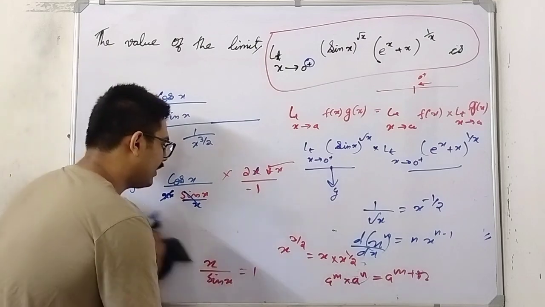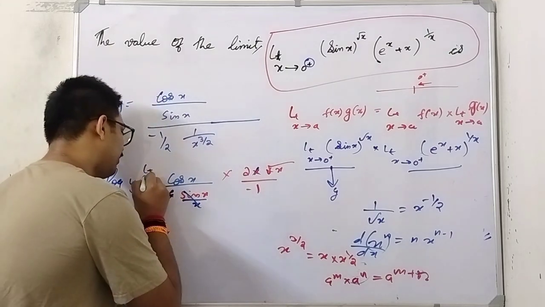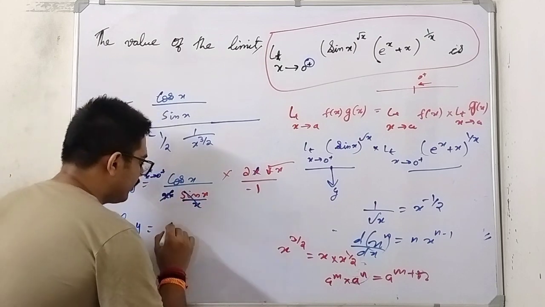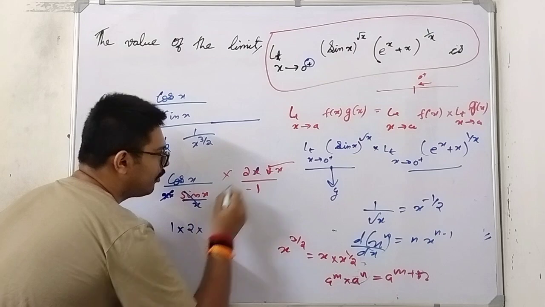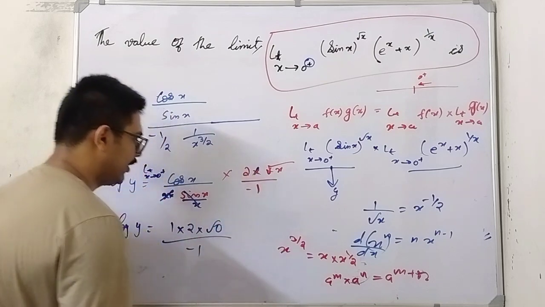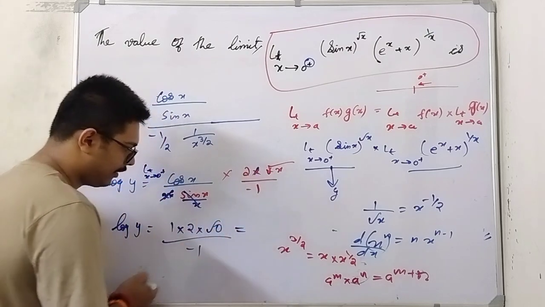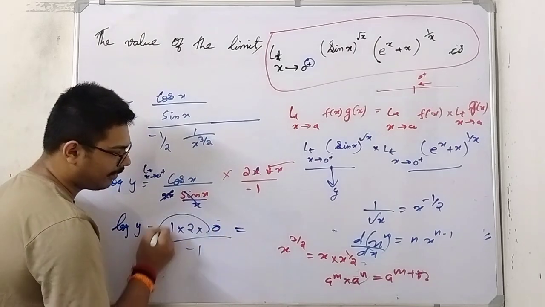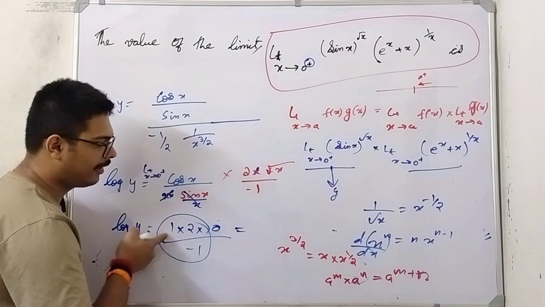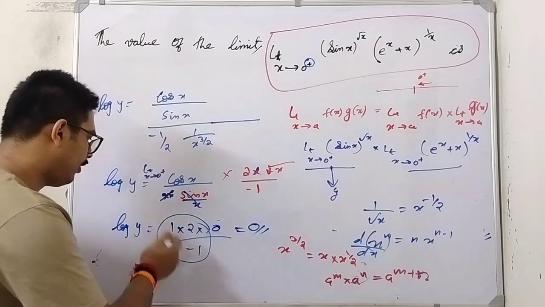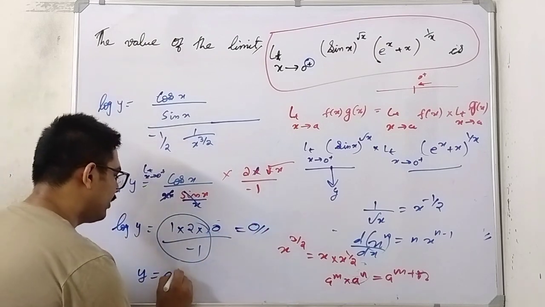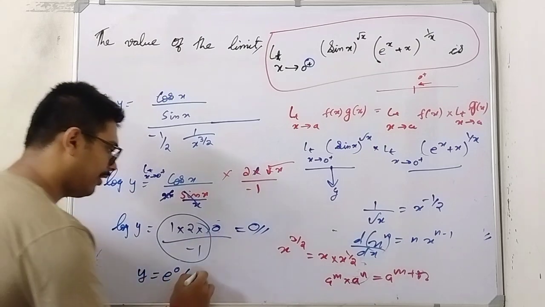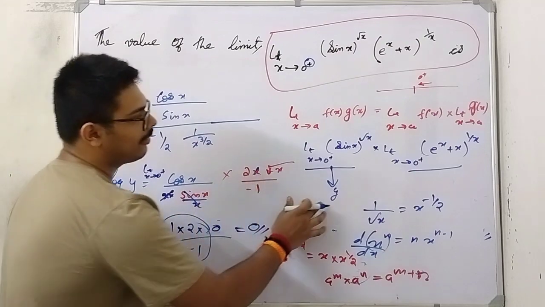Now we can apply the value of limit x tends to 0 plus. Log y equal to cos 0, which is 1, into 2 into root 0 divided by minus 1. Root 0 is 0, and 0 into a real number will be 0. Which means log y equal to 0, so y equal to e raised to 0. E raised to 0 is 1, which means we have got our y value as 1.